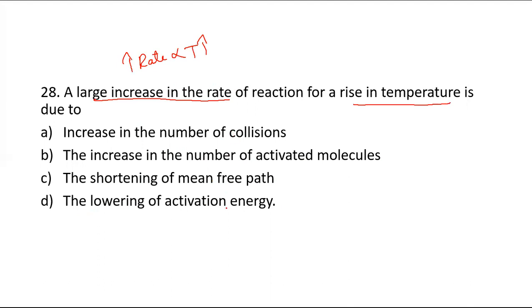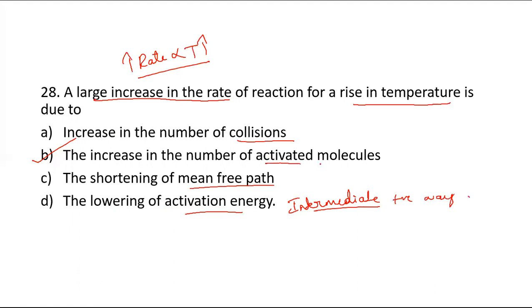See, all the options match with this concept, but the accurate one is option B, the increase in the number of activated molecules. Just by the collisions, the rate will not increase. And just by shortening the mean free path, it doesn't have that much effect on the rate. Obviously, the lowering of activation energy will increase the formation of an intermediate, and this also affects the rate in a positive way. But the accurate one is the activated molecules.